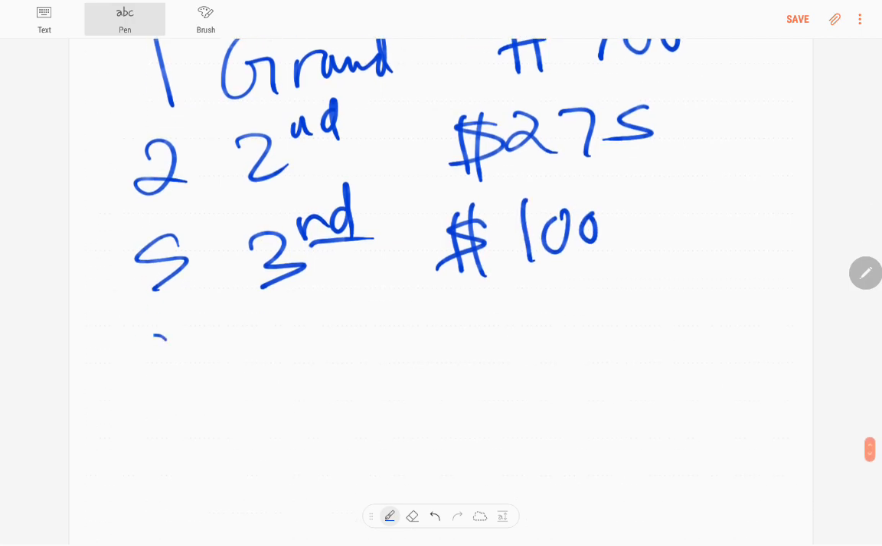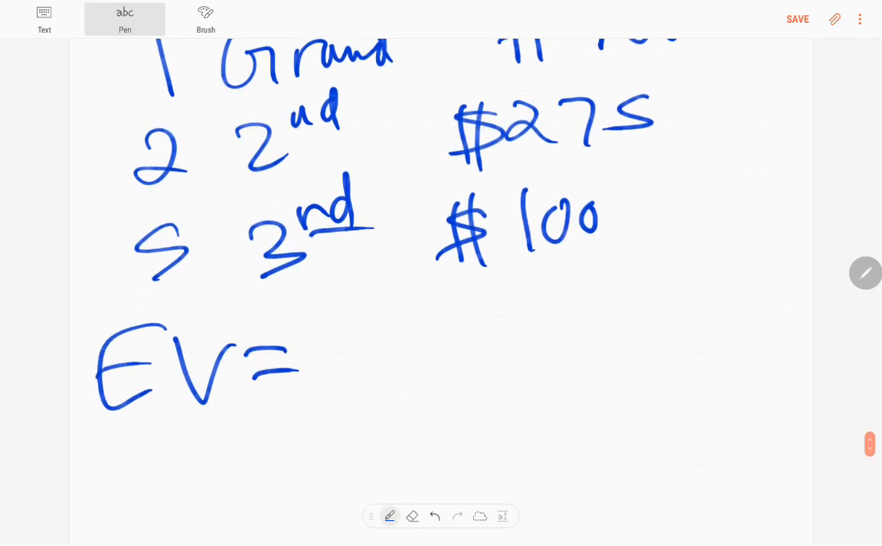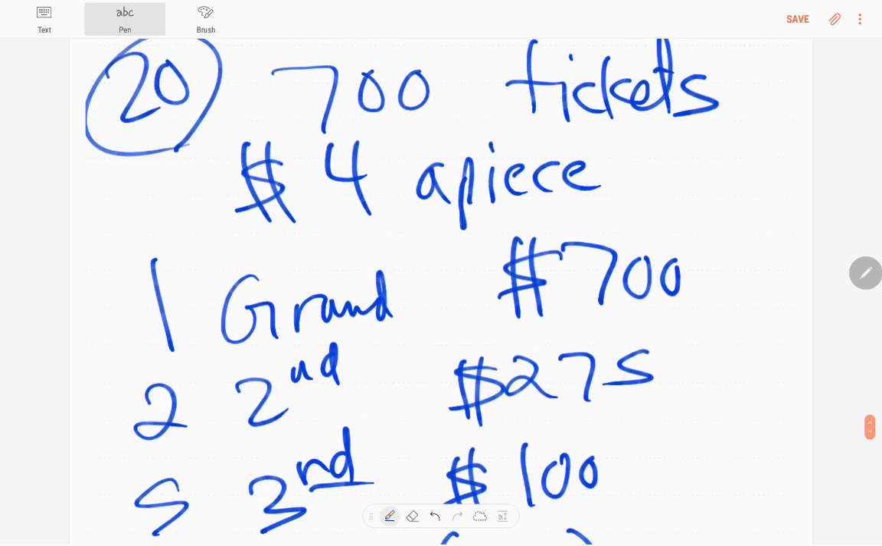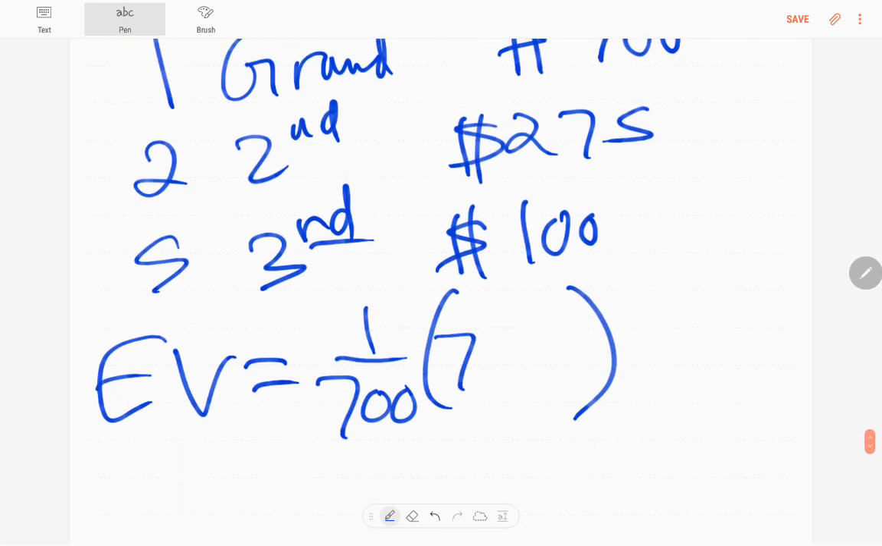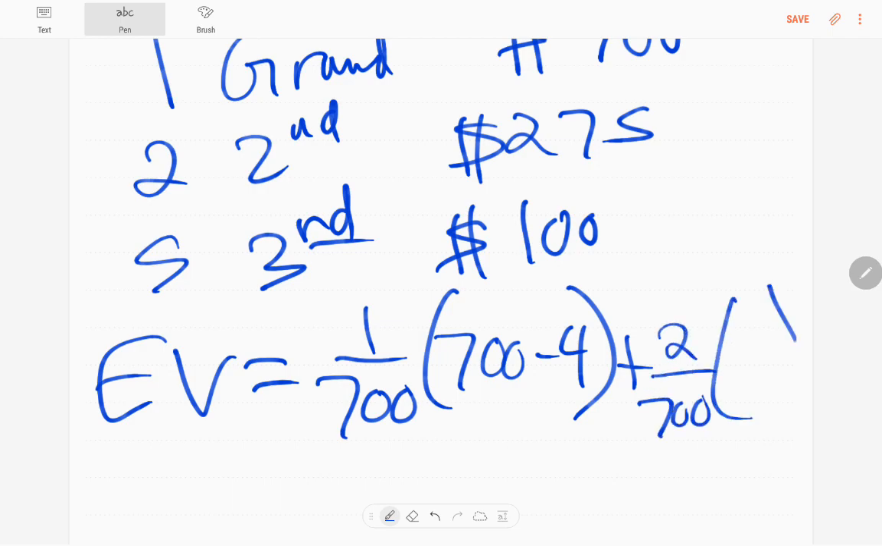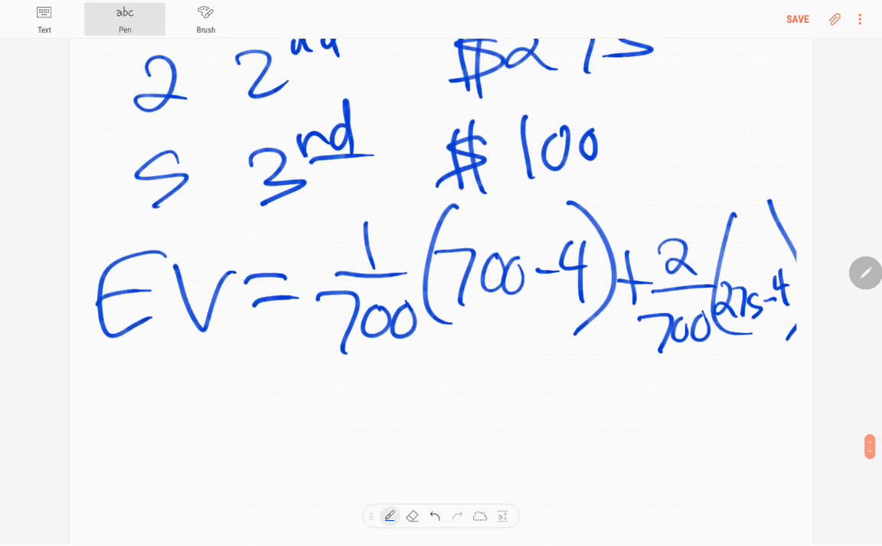So what is the expected winnings in the long run? Well, we've got 700 tickets. There's only 1 grand prize, so the probability of winning that is 1 out of 700. But if you win, you get $700. But make sure you subtract the price of the ticket. Now we have 2 second place prizes, and in that case, it's $275. But again, you have to subtract the price of the ticket. And then we have 5 third place prizes of $100.